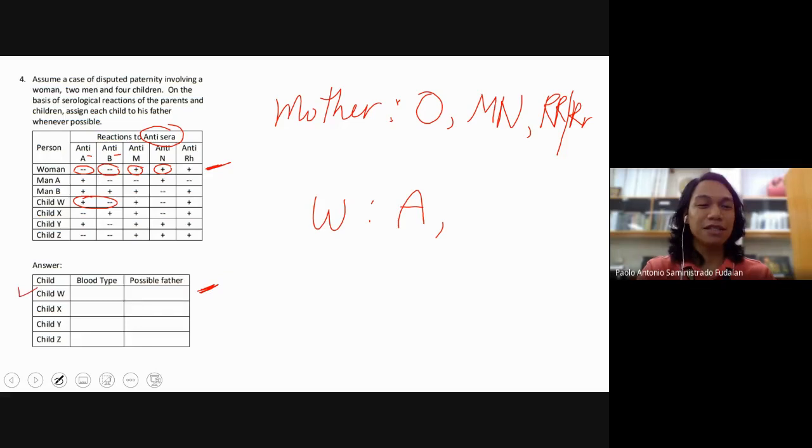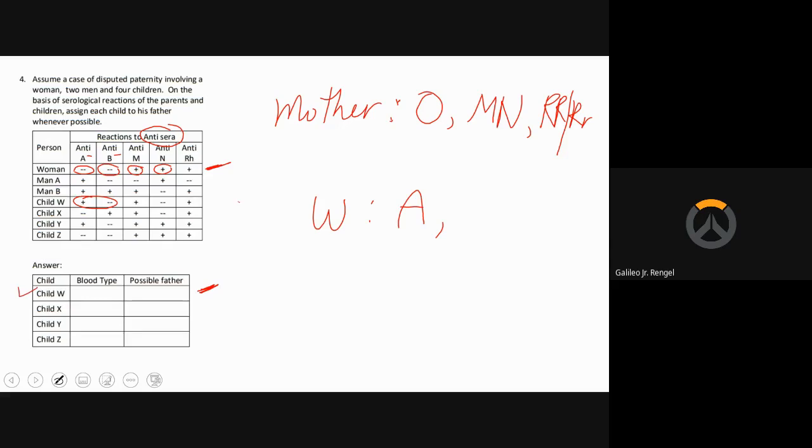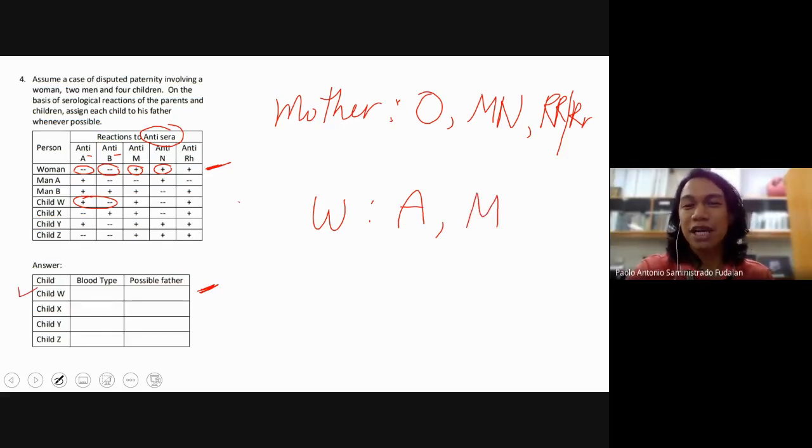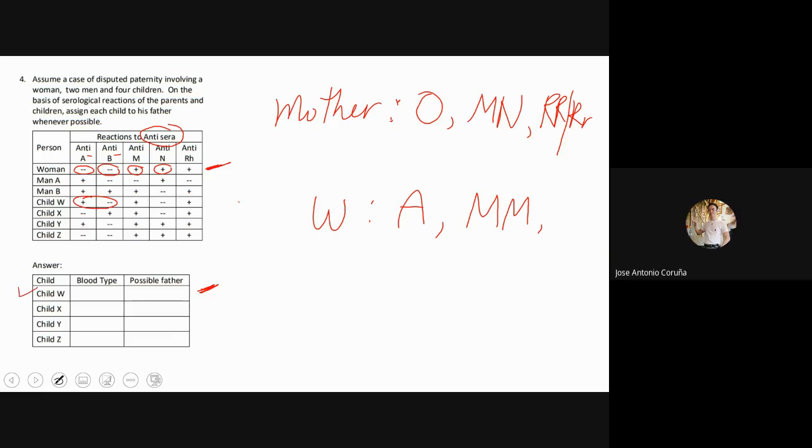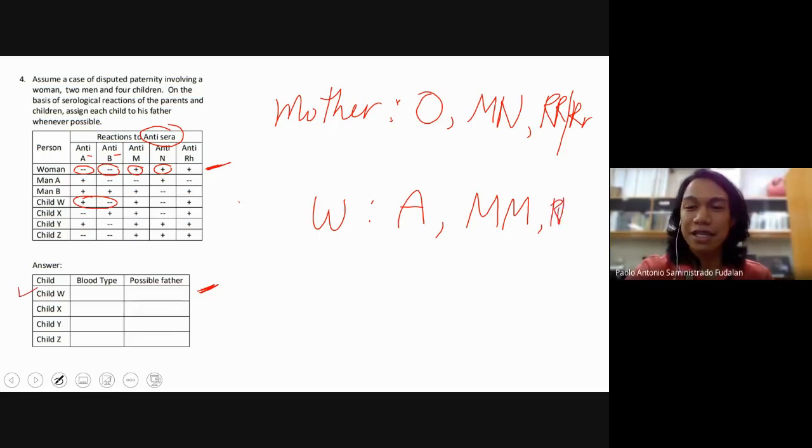In terms of the MN system, what is the type of the child's blood? Type M, sir. Type M only, okay? So meaning, the child's alleles would be MM, right? Those will be the alleles. In terms of Rh? Positive, sir. Okay, so the child can be either a capital R or small r. In terms of type A, the child could be AO or AA. Okay, so take note of that, while the mother can only be OO.